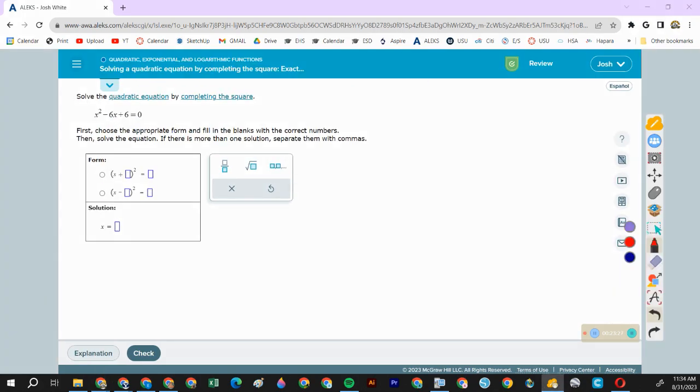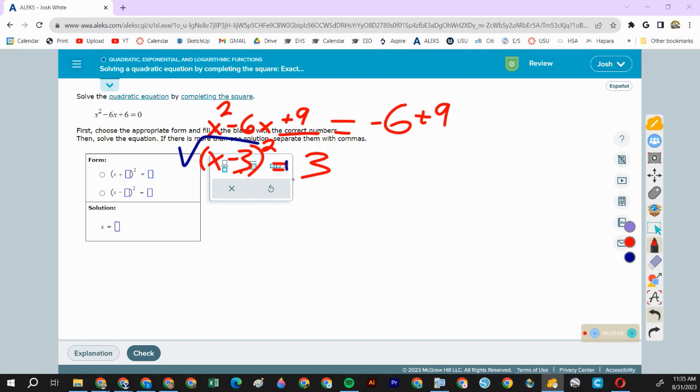So is this a perfect square? No. So x squared minus 6x, leave a space, get rid of the constant, just stick it on the other side. What goes in here? X minus 3. Negative 3 times negative 3 is 9. So I add 9 over here, and I get 3. Square root: x minus 3 equals plus or minus root 3. 3 plus or minus root 3. Got it? Okay, get to work.